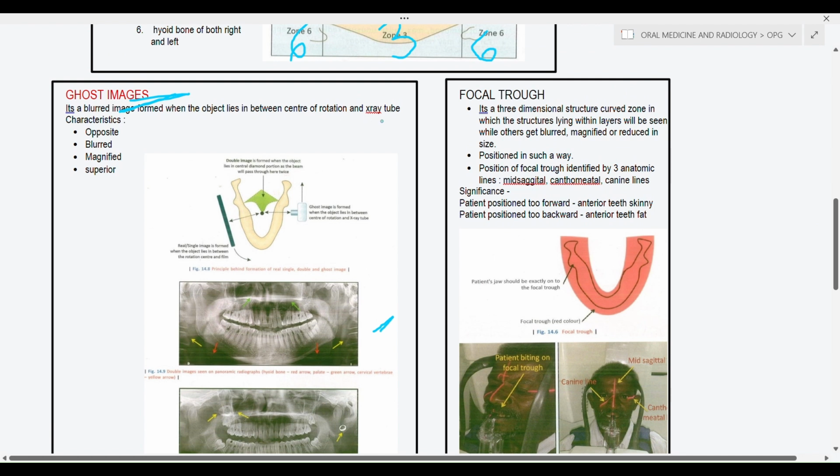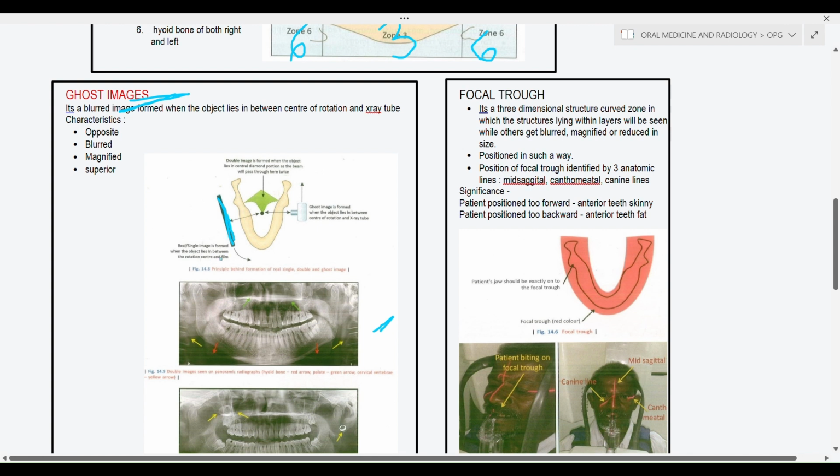Okay, this image will give you more of an idea about how ghost images are formed. You can see when an object lies between the center of rotation and the X-ray tube, ghost images will be formed. And look, when the object lies between the center of rotation and the film, real images will be formed.